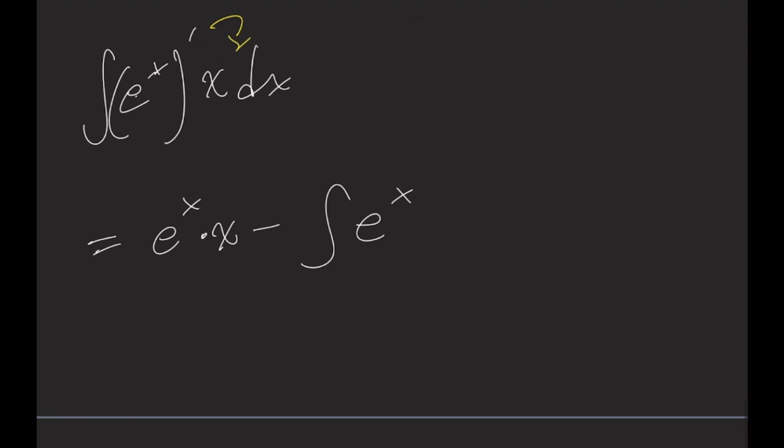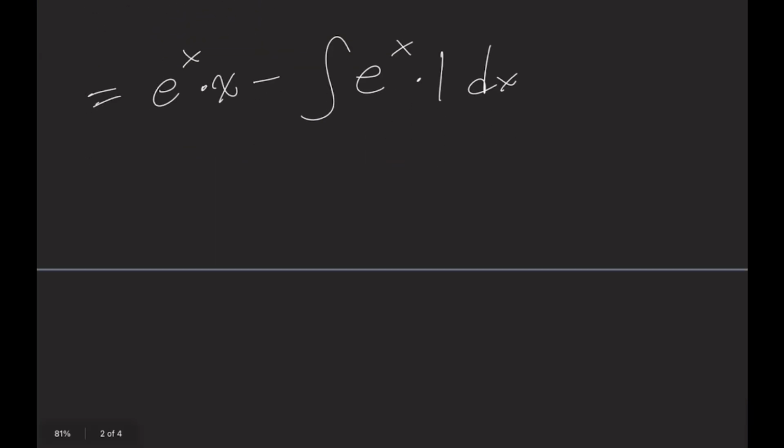So what is x prime? The derivative of x is going to be 1 dx. And then now we can easily do this, right? e to the x times x minus e to the x plus c. All right, that's our answer.